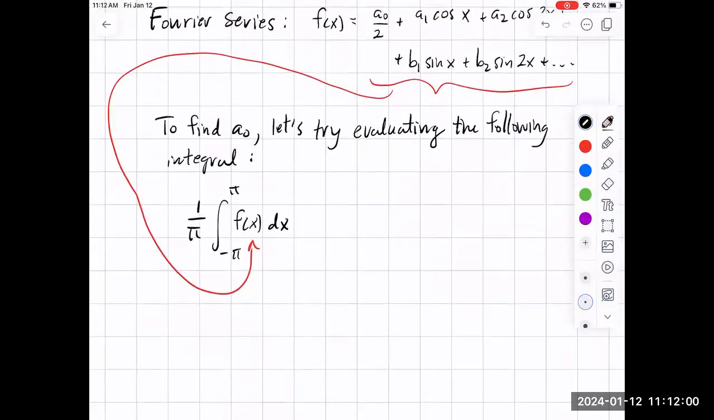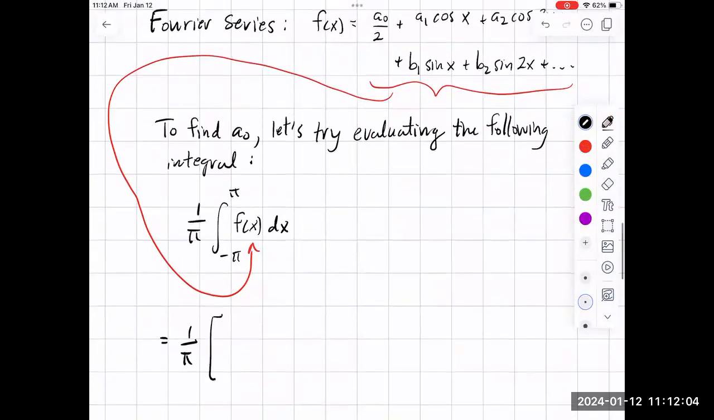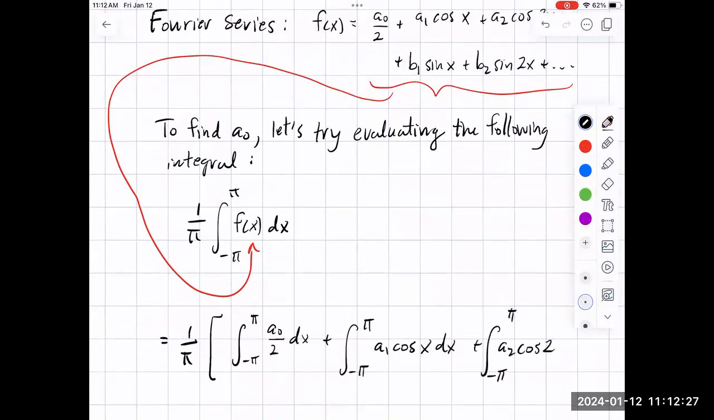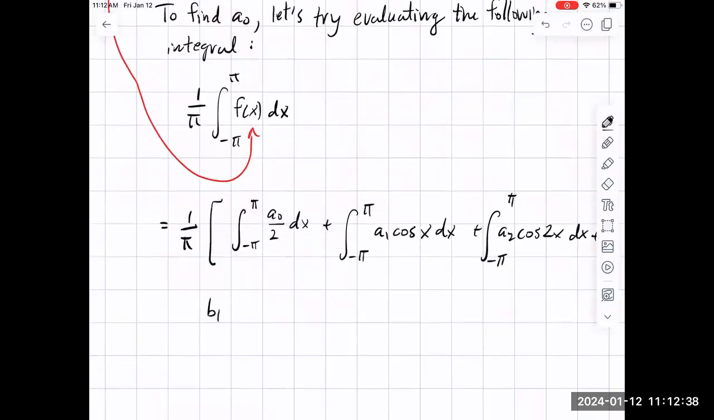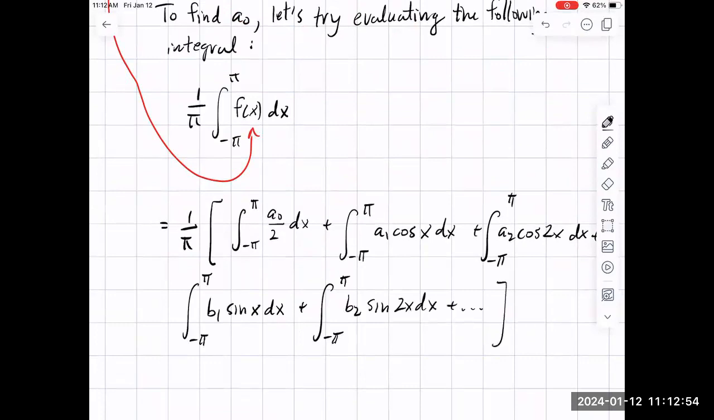And so what we end up with is 1 over pi, and then we're going to have a whole bunch of integrals. So we're going to have the integral from minus pi to pi of a0 over 2, plus the integral from minus pi to pi of a1 cos x, plus the integral from minus pi to pi of a2 cos 2x. There's a bunch more cosine terms, so 3x, 4x, 5x, 6x, all those terms. And then we're going to have b1 sine x dx plus b2 sine 2x dx, and then a whole bunch of other terms.